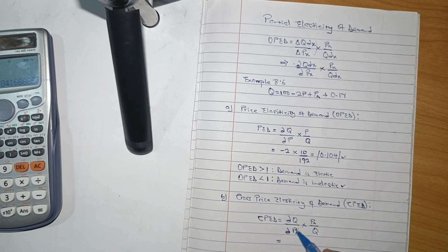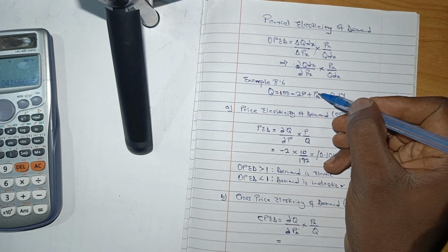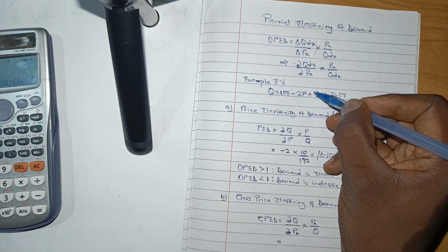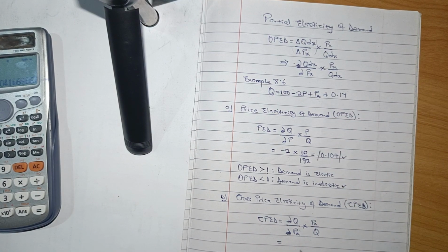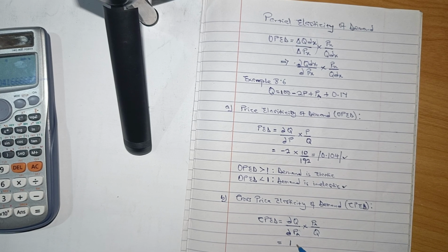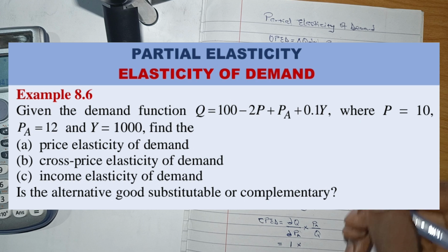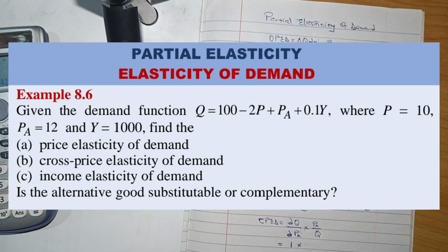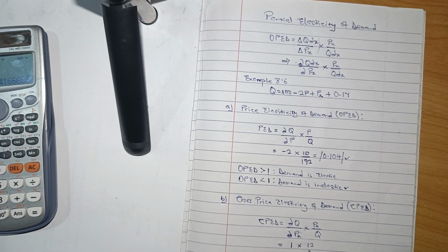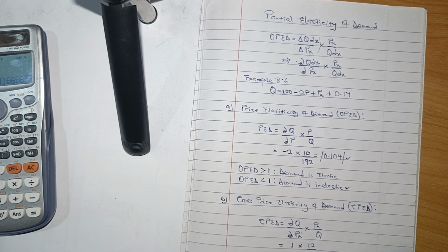So we are going to differentiate this from the equation over here. You realize that this is only PA. It doesn't have any coefficients, so we assume there's a 1 here. When you differentiate, you're going to get 1, which is a positive value. So we multiply by, in the question, what did they say PA is? PA is 12, so 12 over the total amount, which is 192.